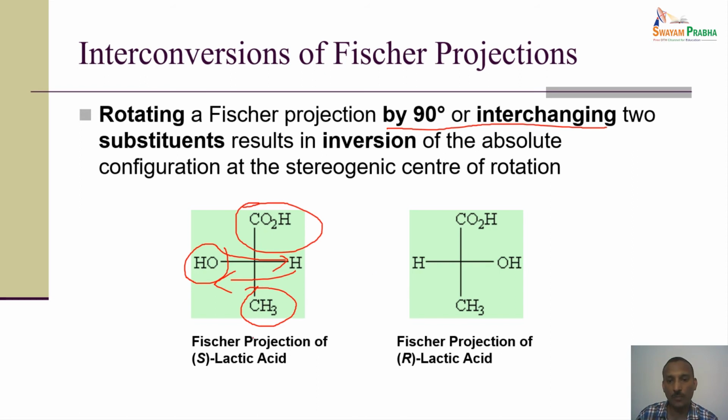So in that case the S isomer becomes the R isomer. Or otherwise, in this particular case, the carboxylic acid, the most oxidized carbon, is at the top, the methyl group is at the bottom, and the hydroxyl is on the left hand side. So this is the L isomer, and in this particular case this is the D isomer. So L becomes D. That means we are actually interchanging the configuration at this particular center. So this is how the rotation by 90 degrees leads to this particular change.